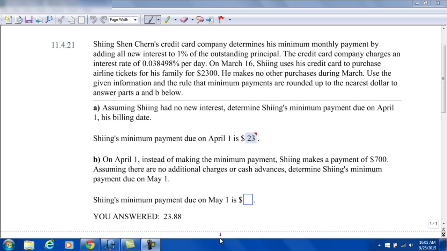Anyway, it says Xin Shenchern's credit card company determines his minimum monthly payment by adding all new interest to 1% of the outstanding principal. The credit card company charges an interest rate of 0.038498% per day. That's a daily rate. So on March 16th, Xing uses his credit card to purchase airline tickets for his family for $2,300. He makes no other purchases during March.